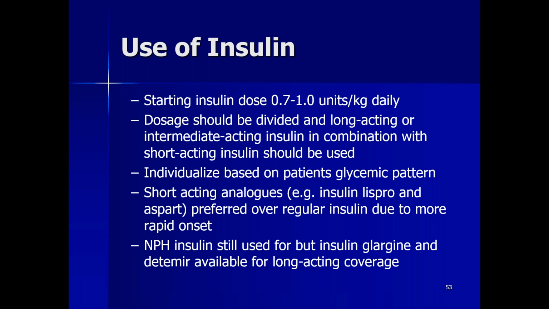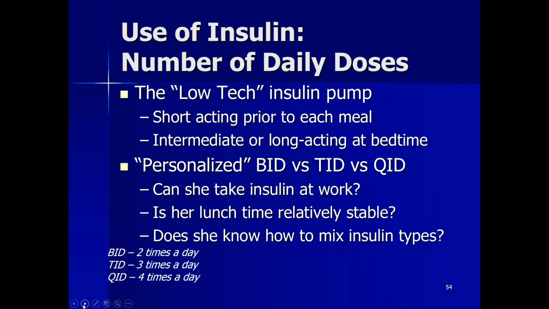Again, I'm old and I like NPH, but you can use Glargine or Detemir for the longer-acting coverage. I tend to find that they really hang around too long and increase the risk for hypoglycemia, but they are certainly used very widely. So again, my personal preference, use what your team feels is appropriate.